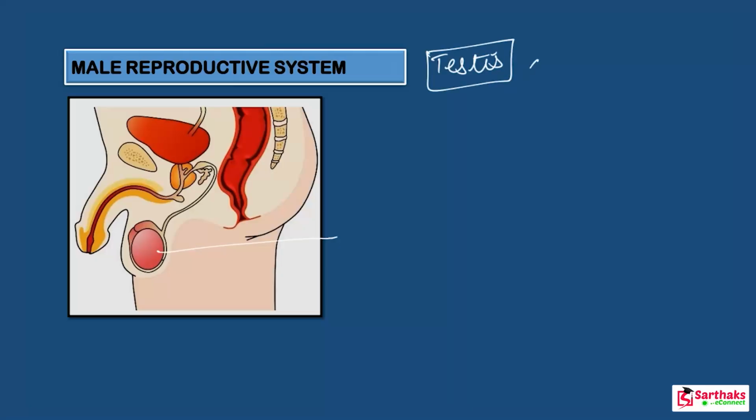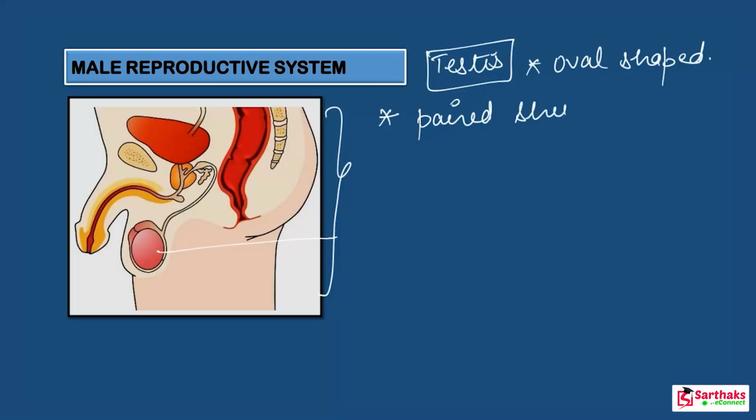So what you observe is that it is an oval shaped structure. Okay students, it is an oval shaped structure, and this is the side view. This is the side diagram of the male reproductive system. When you see it from the front side, you observe that the testis is a paired structure. Got it? It is a paired structure.